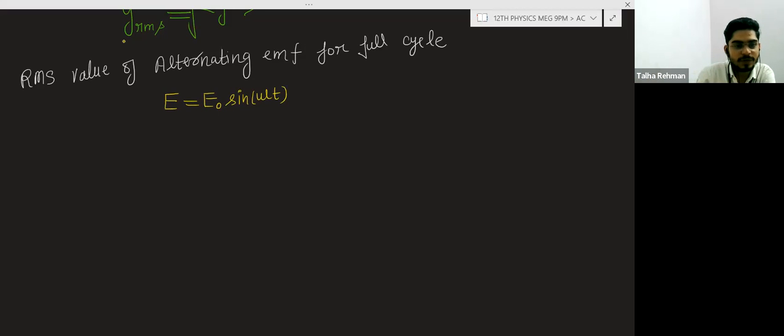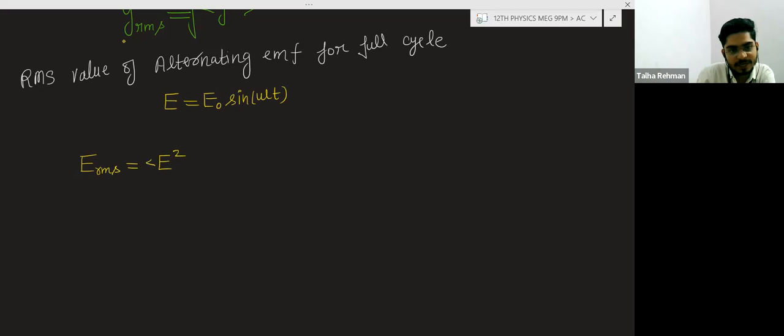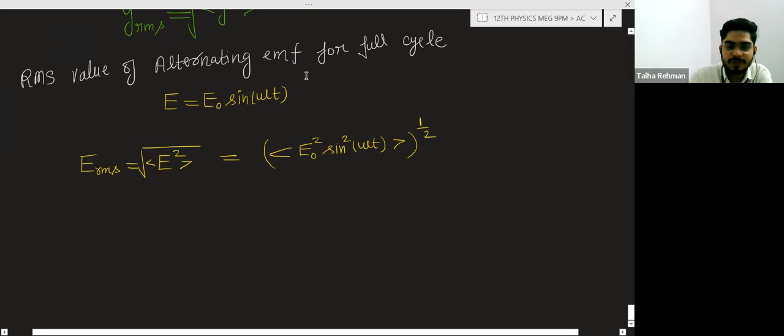So we have to calculate E RMS. For E RMS, first what we will do? We will do the square, then we will take the average, then we will take the under root. So under root I can write like this. This E square means E naught square sine square omega t. And for under root I can write half. Under root means the power half.